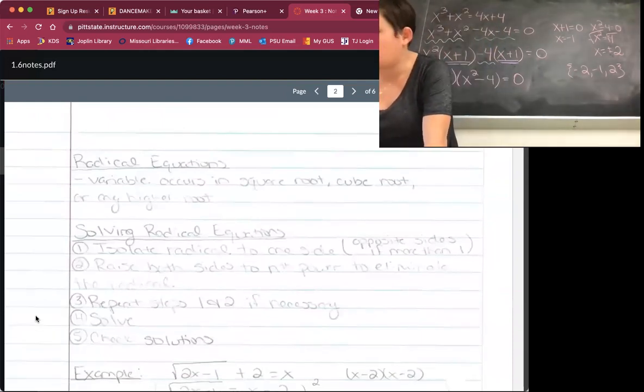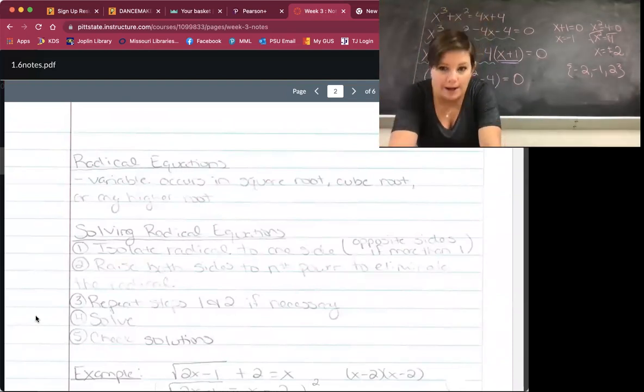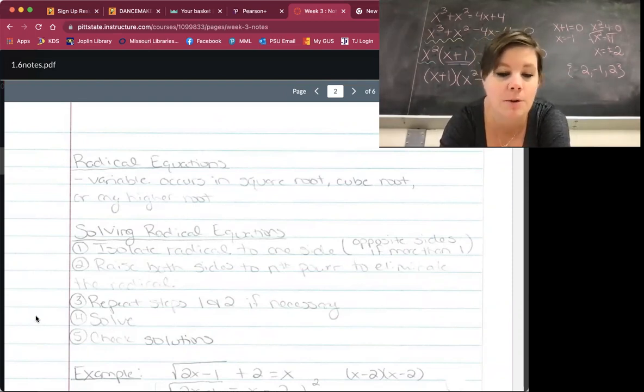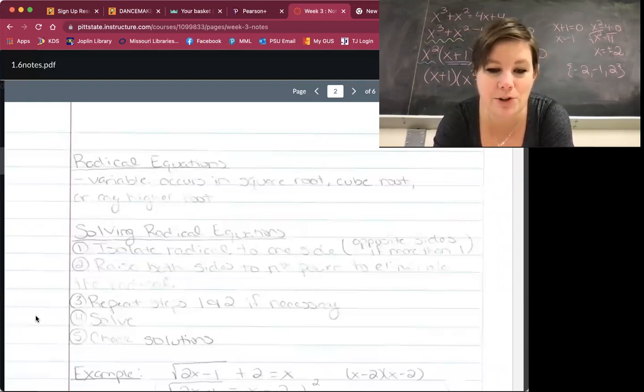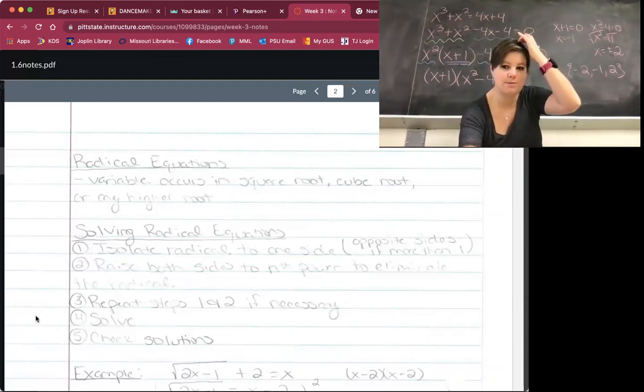The next type of equations that we are going to talk about are called radical equations. Radical equations are equations where the variable is under the square root or under the cube root or under the fourth root and so on. For this class, we mostly focus on square roots because if you can do the math with a square root problem, then you can do the same math with a cube root or higher problem. So the math doesn't change just because it becomes a different root.